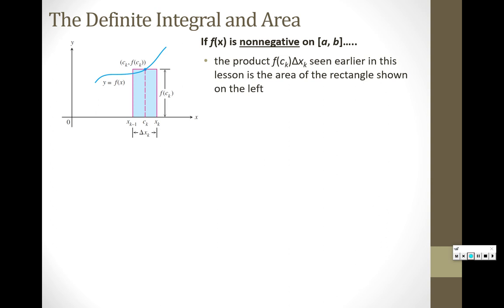The product f(ck) times delta xk, seen earlier, is the area. So this is the one. I'll put a red star beside it. If this little expression has been confusing you, even though I've been putting a little base and height on them, come back to this picture. It's the perfect picture to show you that we're just taking the base of this thing and multiplying by the height. That expression right there is just the area of one rectangle. That's all we're saying there. It's got some fancy symbols, but that's all that's really happening.